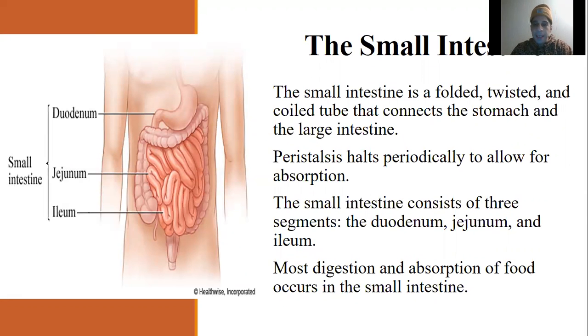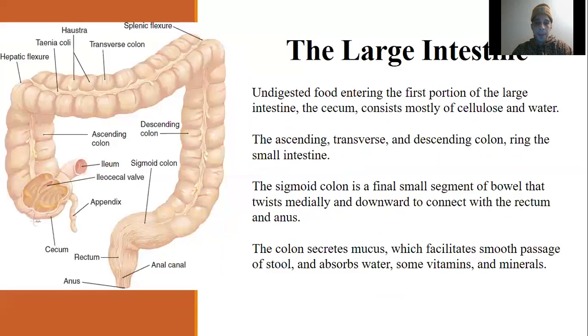The small intestine. It's a folded, twisted, and coiled tube that connects the stomach to the large intestine. It's made up of the duodenum, the jejunum, and the ileum. Now, while the food is in there, peristalsis stops so that the food can have its nutrients absorbed. And most digestion and absorption, like I said, occurs here.